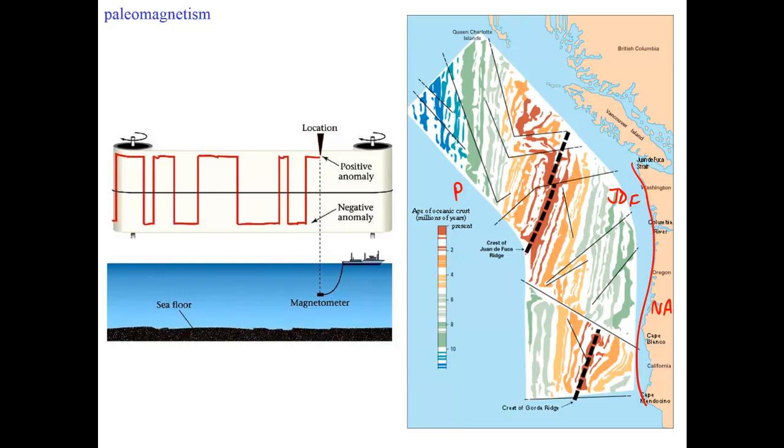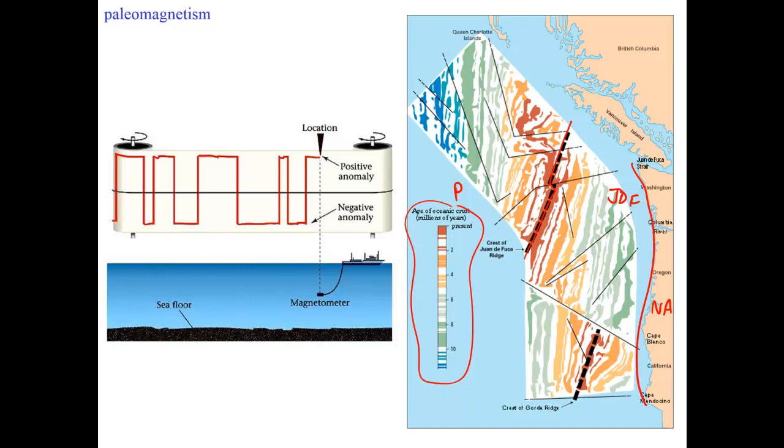But as the Juan de Fuca Plate and the Pacific Plate separate from one another along this ridge, the crust takes on the magnetic signature of the Earth at the time it forms. And so we end up with a color-coded scale here showing the age and the orientation of the magnetic field. The key thing that I want you to realize here is that the west half looks like the mirror image of the east half.